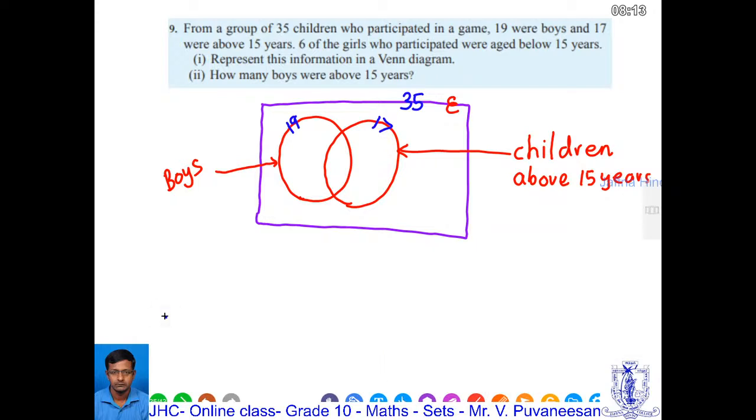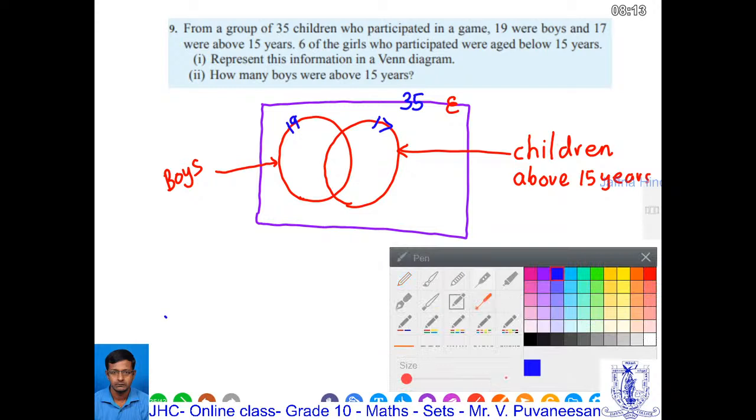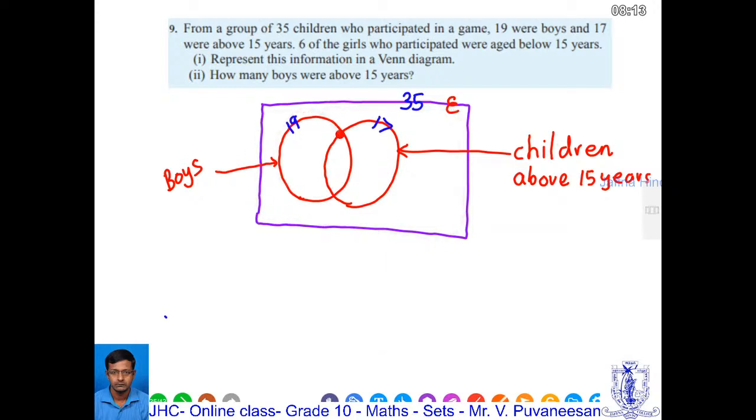And 6 of the girls who participated were aged below 15 years. So here the universal set is children, full children. This is boys. So out of the region boys, out of this region girls. So there are two regions, this and this. These are girls. We consider this circle as above 15 years. So out of boys and out of the above 15 years is considered as below 15 years.